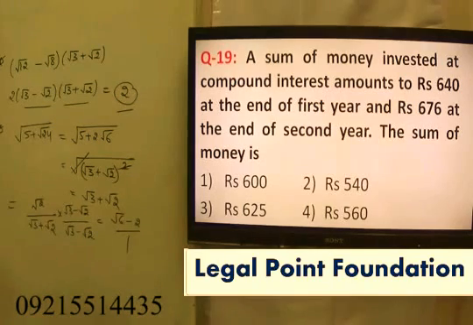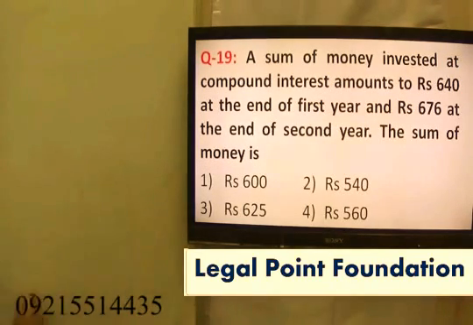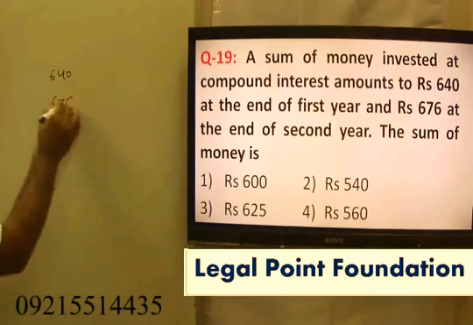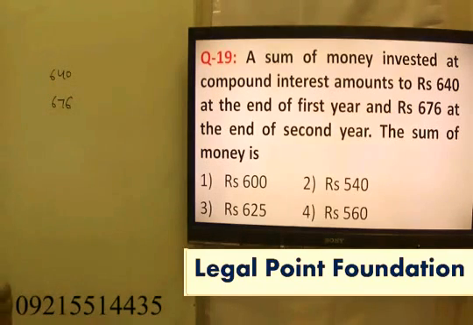Then I have the next question, 19, a simple interest and compound interest question. Read the question carefully first. A sum of money invested at compound interest amounts to 640 at the end of the first year and 676 at the end of the second year. The sum of money is... At the end of the first year it becomes 640; at the end of the second year, how much? 676. Sum of money invested at compound interest amounts to, meaning this is the amount, right?